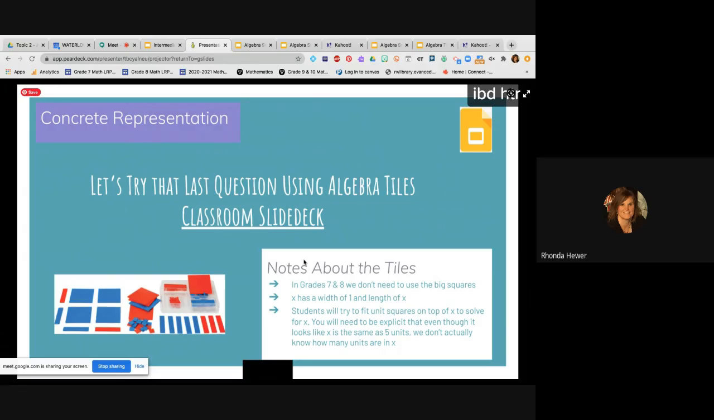So you're going to want to build some time in when students start to play with these algebra tiles, because that will be a major misconception for them. They'll be like, X is always 5, and you have to address it. There's no easy way of addressing it.